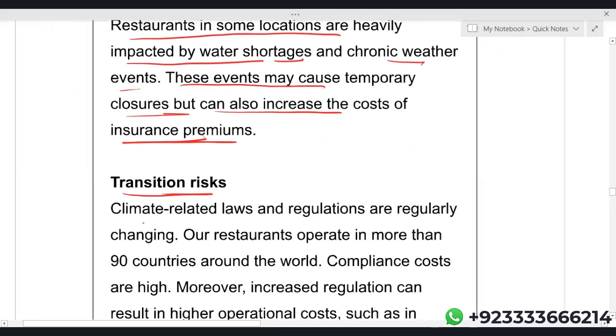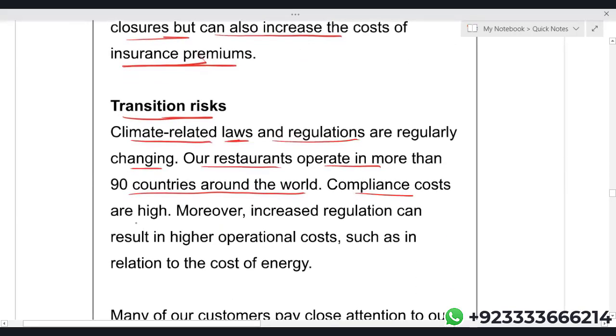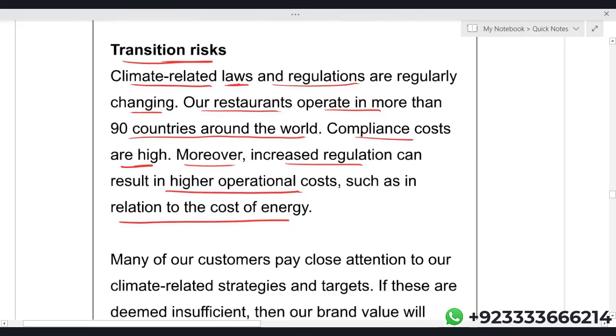Transition risk. Climate related laws. Transition means laws. Climate related laws and regulations are regularly changing. Our restaurant operates in more than 90 countries around the world. Compliance costs are high. Moreover, increased regulation can result in a higher operational cost, such as in relation to the cost of energy.